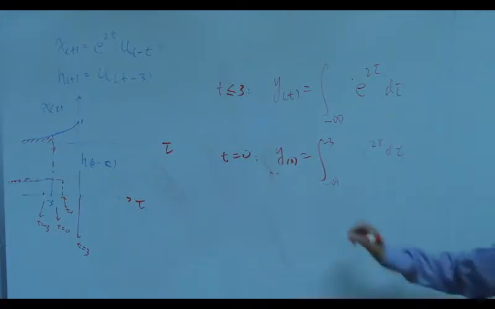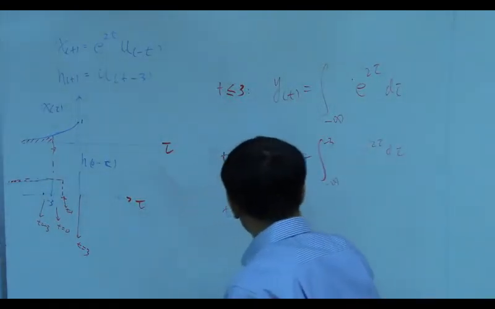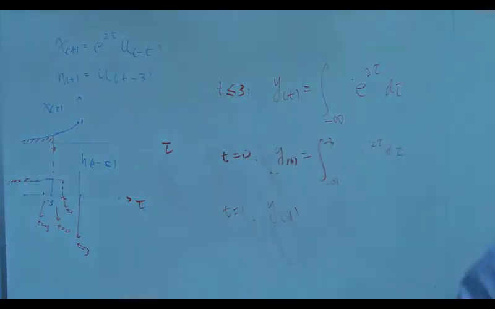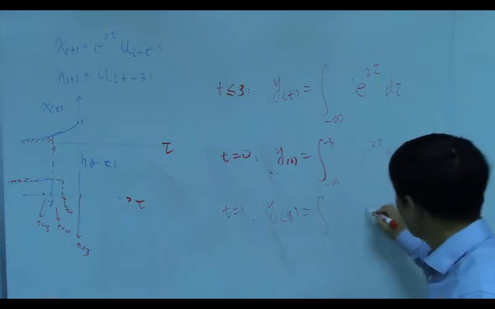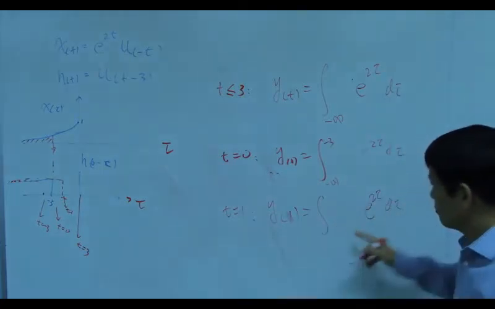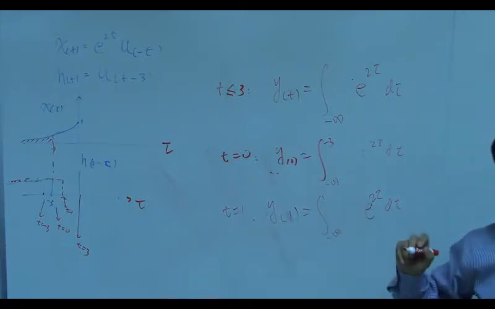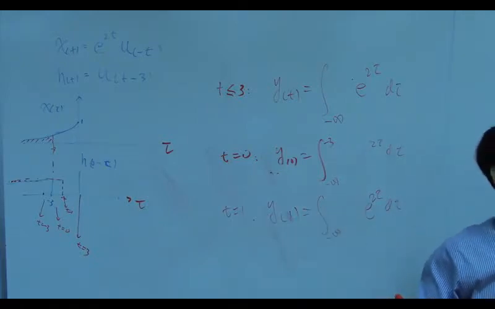Make sense? Okay. So now when t equal to 1, this one will be the output when t equal to 1. So this will be equal to the same thing here, d tau, and the same thing here. What is this? Negative 2. How did you get negative 2?